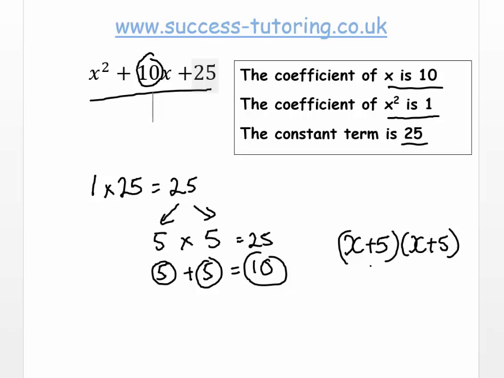Because for this question both the brackets are identical and they have the same signs for each number, you should in the exam write your answer as x plus 5 to the power of 2. We write it to the power of 2 because it means we're squaring both of them. So this is your final answer here.